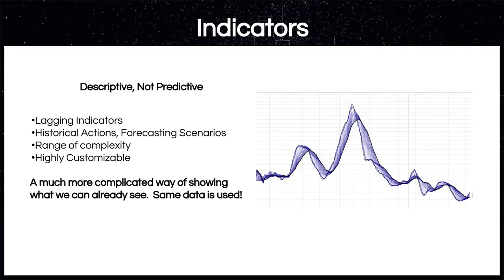They take old data over different periods of time, they average it, they calculate it, they change it, and they use that data and represent it in new forms. Because of that, indicators tell us what has already happened, not what is going to happen. Secondly, indicators are always lagging.